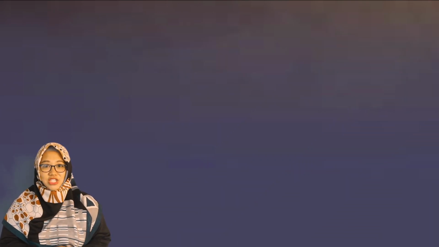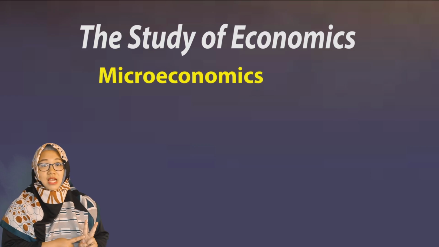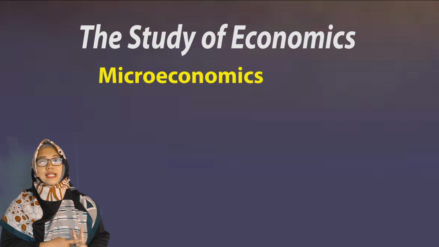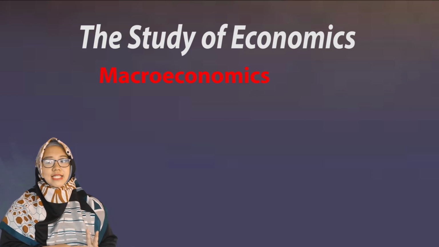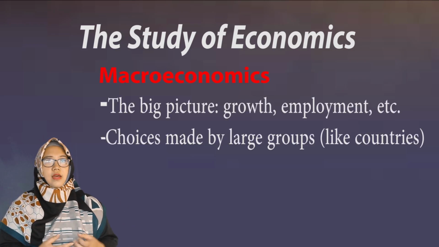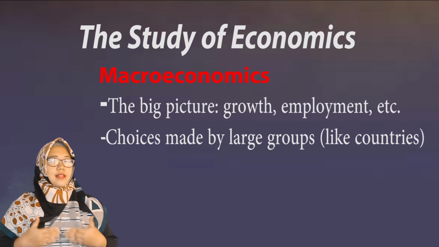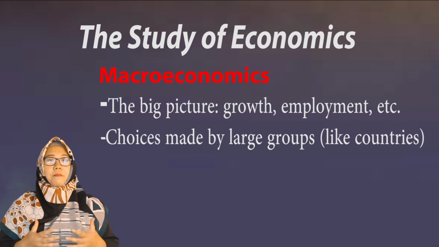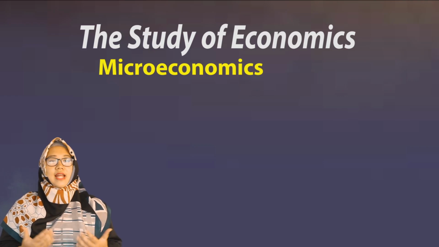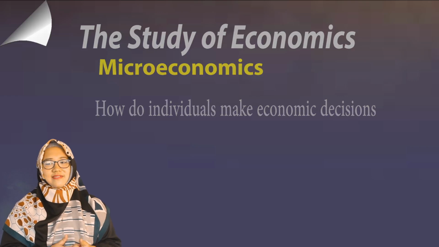Okay, as I mentioned in the previous videos, the study of economics is divided into 2 parts. The first part is microeconomics and the second part is macroeconomics. Macroeconomics is the big picture of growth, employment, and choices made by governments or by a large group. That's also related with inflation. But microeconomics is related with how individuals make economic decisions.